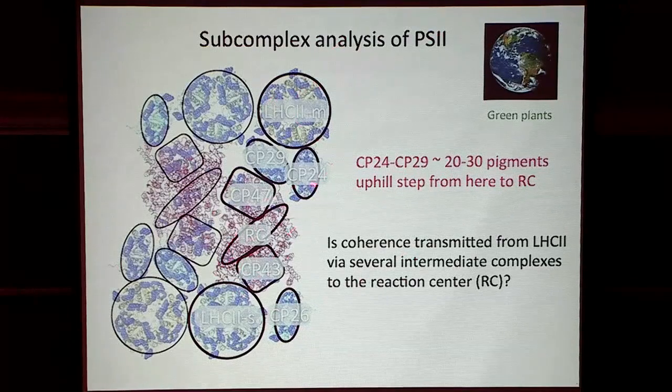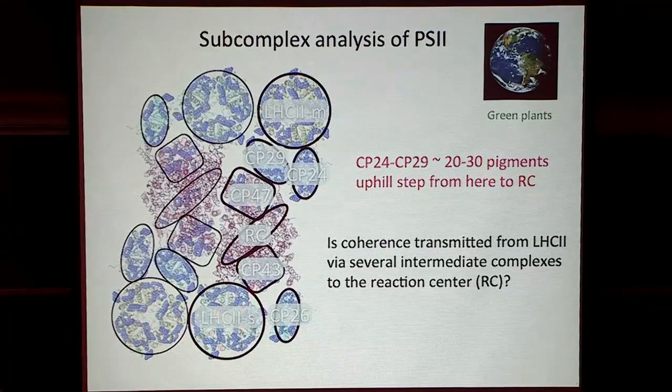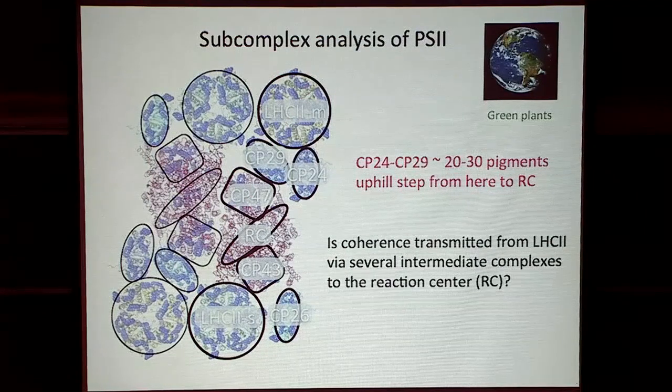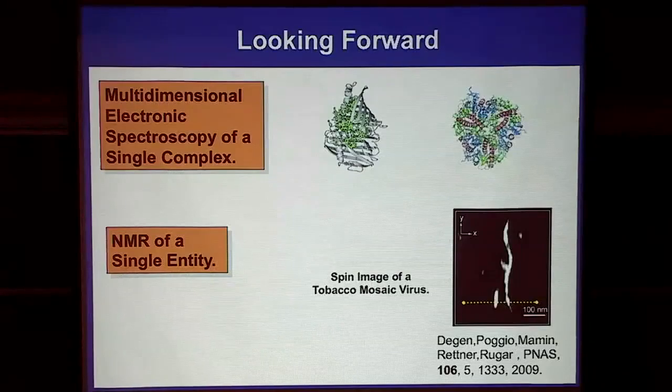So here's the reaction center. One of Graham Fleming's students has identified all the strongly coupled systems, and all the chromophores which are strongly coupled are in these black circles. And then there are weak couplings between different units. And the question is, can we analyze this to see whether coherence is really being transmitted from the peripheral complexes to the reaction center in green plants? I think this will take several years to complete, but it's a very interesting project.